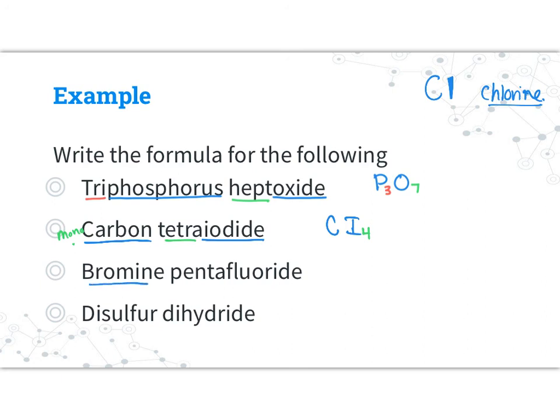All right, bromine and fluorine. So bromine is again a mono. We just don't include them on the front. And fluorine is a 5. So BrF5 would be our compound formula. Last but not least, we have sulfur and hydride. So sulfur and hydrogen is what that would be. Sulfur means 2, and dihydride means 2.